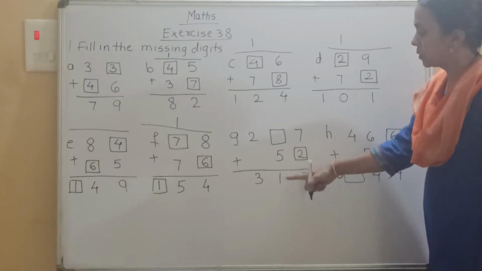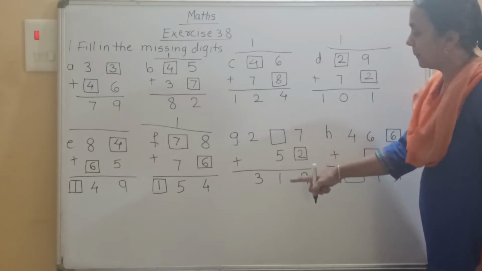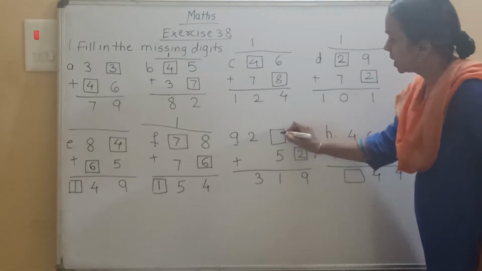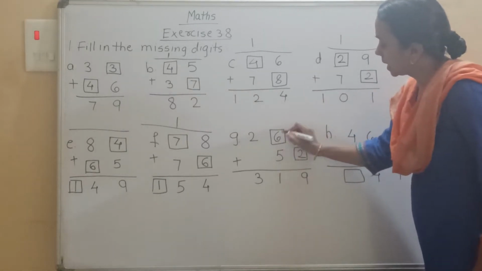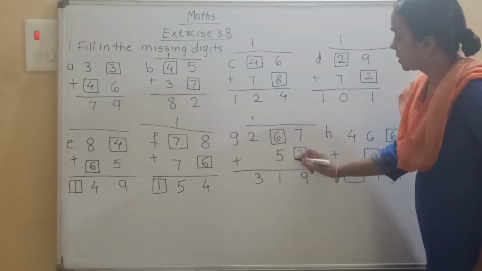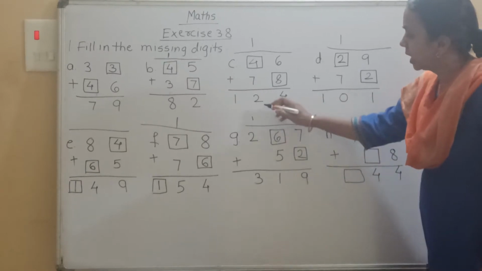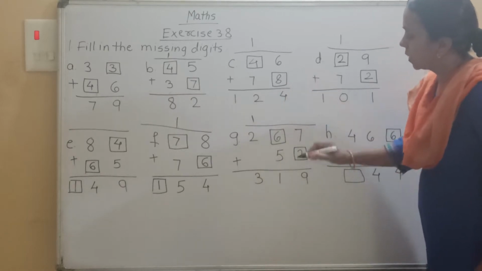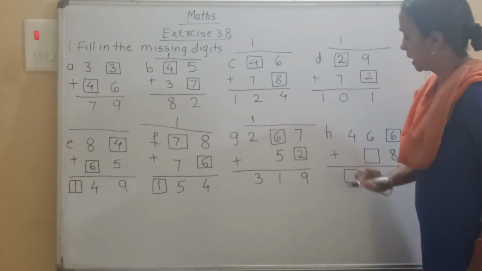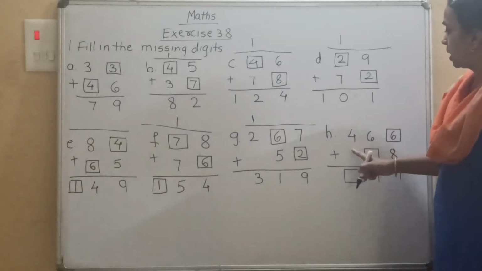Now this one means what? 11. So 5 plus 6, how much? 11. So you write down 1. Okay, so 6 plus 5, 11. So you write down here 1 and give here carry 1. So 2 plus 1, 3. Okay, now see H question.